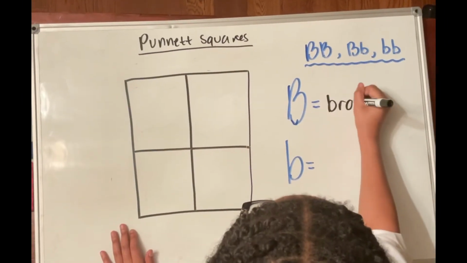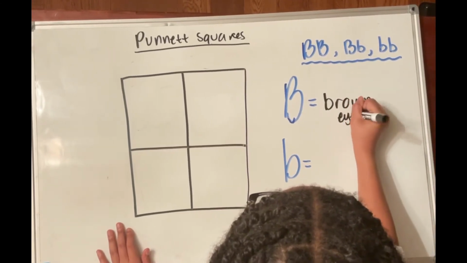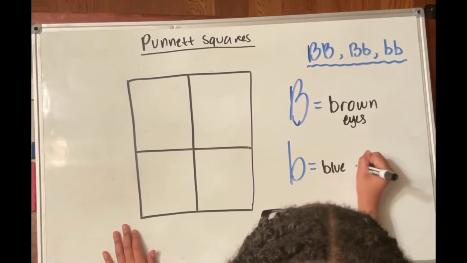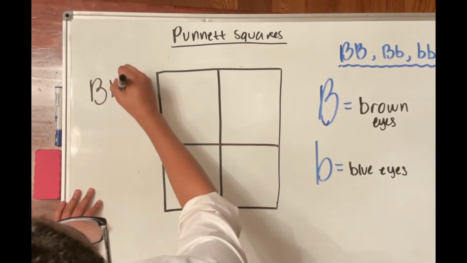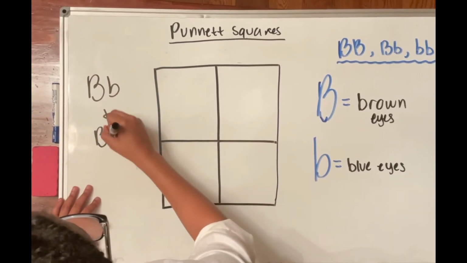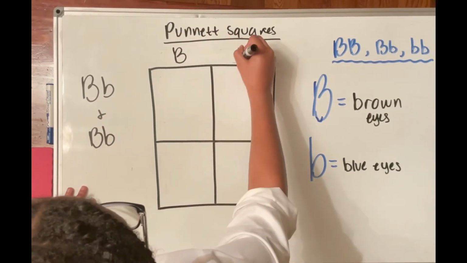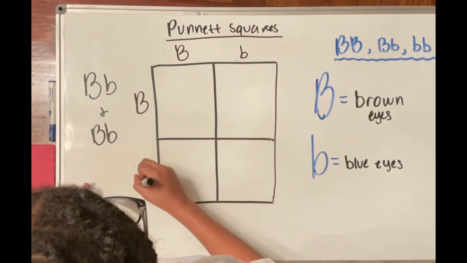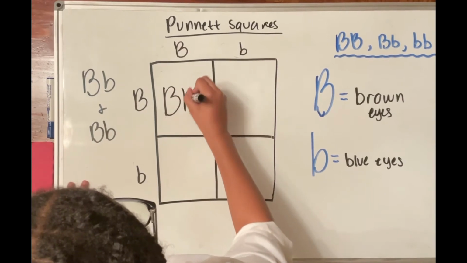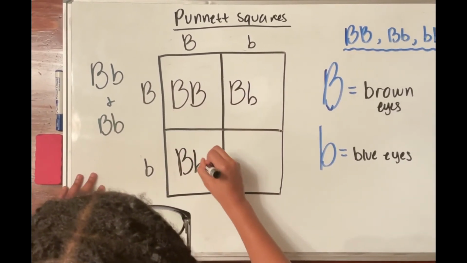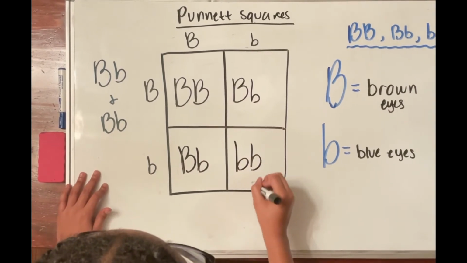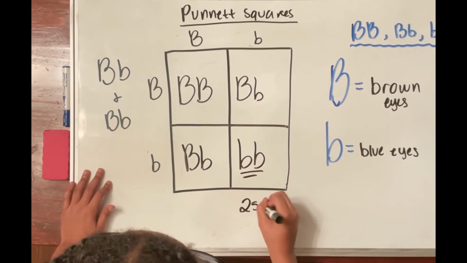Let's say that big B is dominant for brown eyes and little b is recessive for blue eyes. Now, let's say the parents' genotypes are both big B, little b, or heterozygous. In a heterozygous pairing, the big B will always be the dominant trait. So brown eyes are the dominant trait for anyone with this genotype. If we place the parents on the sides of the squares and line them up accordingly within the square, we will see the possible genotypes of their offspring and that they have a 25% chance of having a child who has blue eyes.